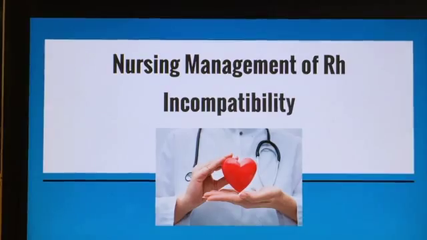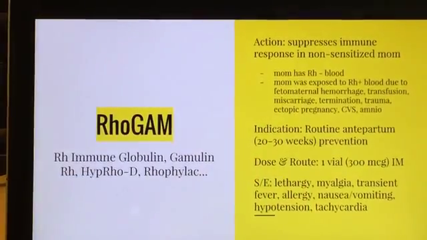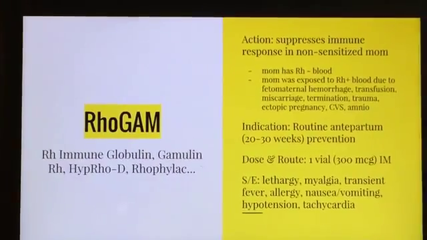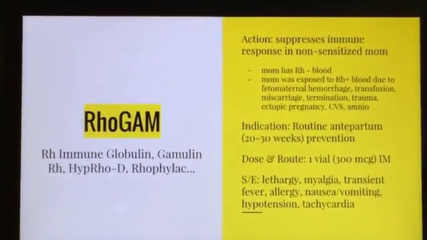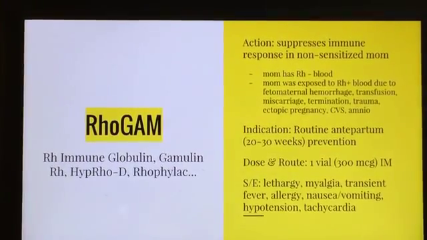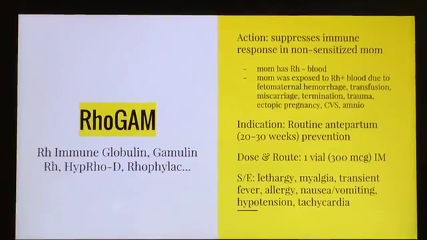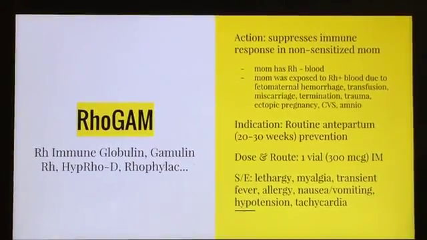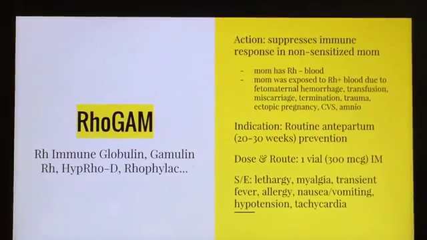So, nursing management of RH incompatibility. As aforementioned, with preventative care, we have ROGAM. There are a bunch of different names for that as well, as you can see under the heading there. And ROGAM suppresses the immune response in the non-sensitized mom. So we have mom with RH negative blood, and she was exposed through various means.